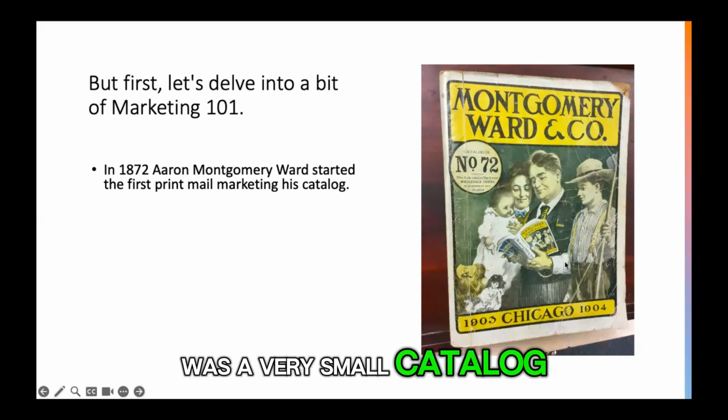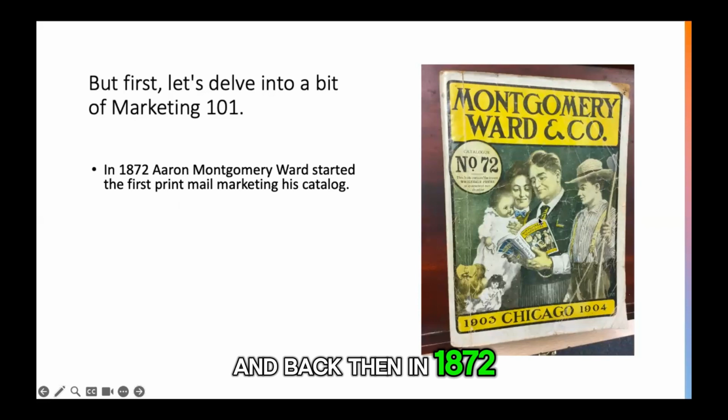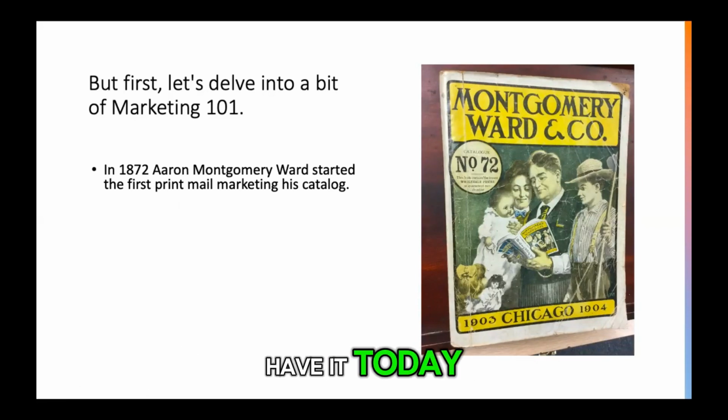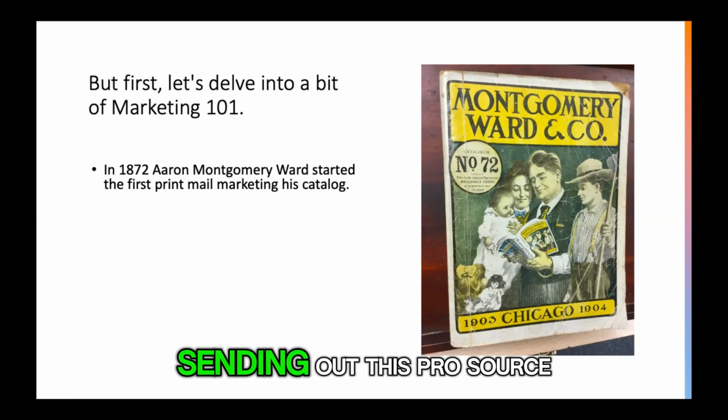It was a very small catalog at the beginning. And back then in 1872, they did not have transportation as well as we have it today. Everything was pretty much moved through trains. And it was really hard to go door to door to communicate with people. But what he found that was easier was sending out these brochures.